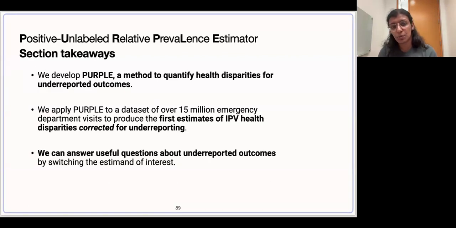And finally, we show that we can answer useful questions about underreported outcomes by switching our estimate of interest. So instead of targeting the absolute prevalence, we were able to make progress by targeting the relative prevalence. And that allowed us to make more reasonable assumptions.